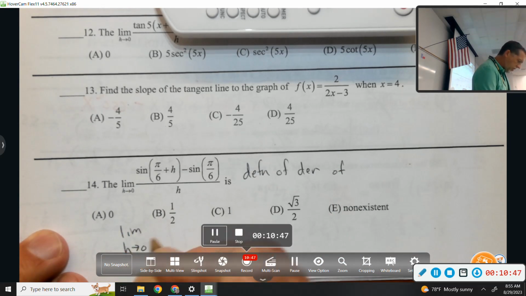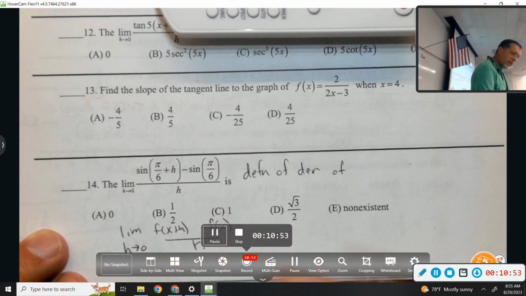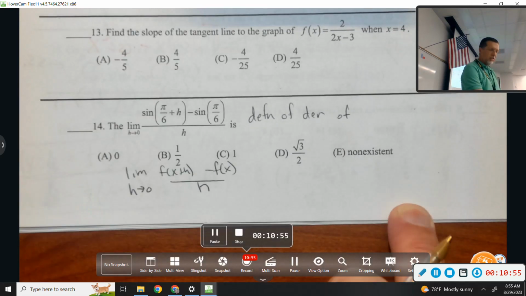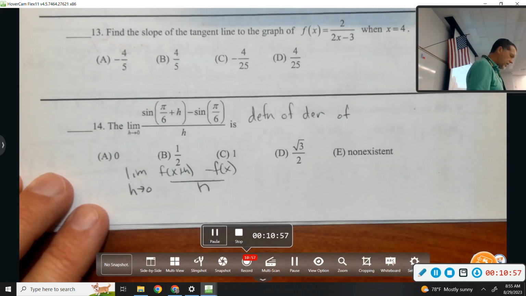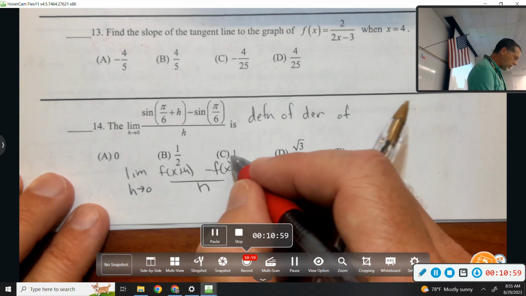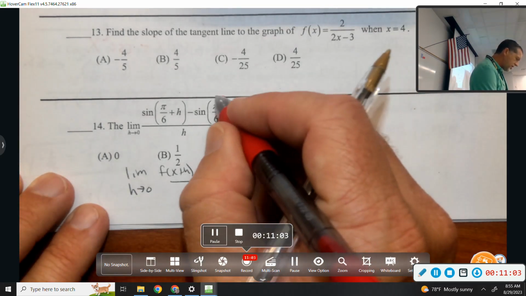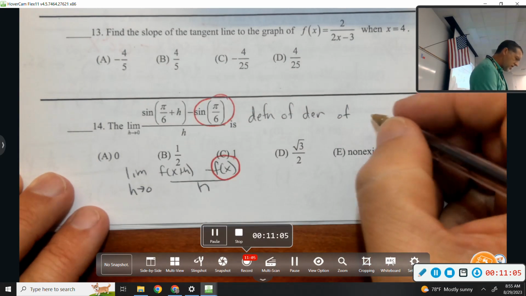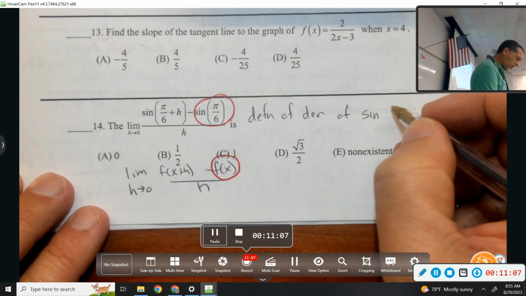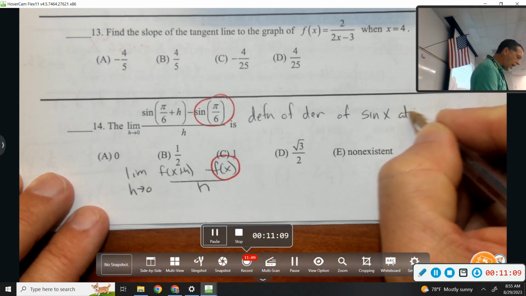Limit as H goes to 0 of f of x plus H minus f of x all over H. That's our formal definition. So what am I taking the derivative of? What's in the f of x spot? So I think this is the derivative of sine of x at pi over 6.